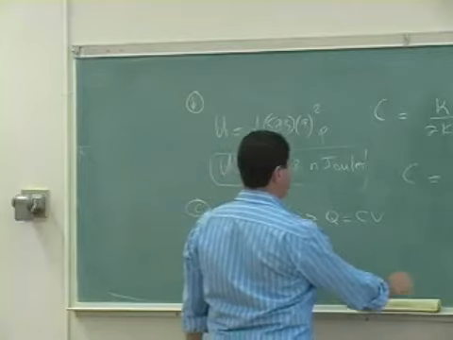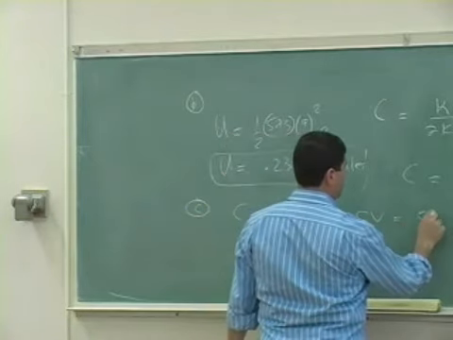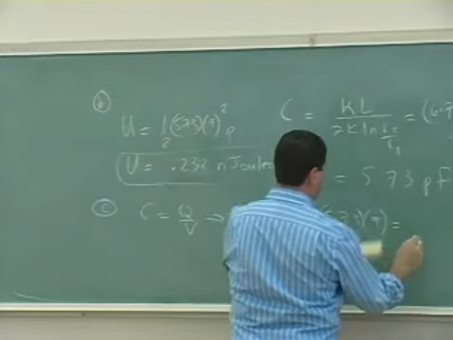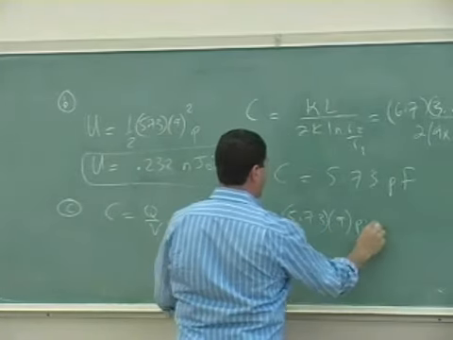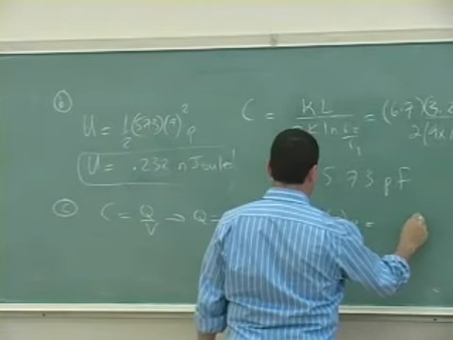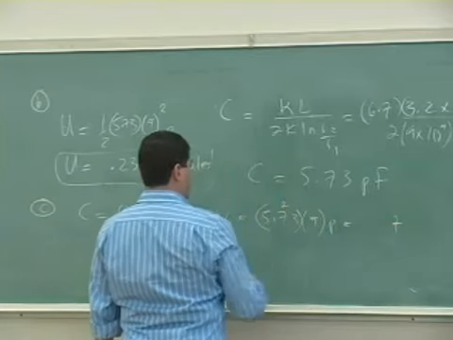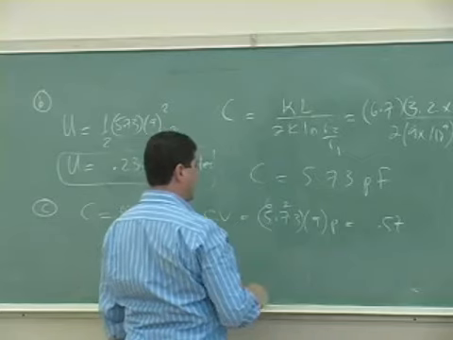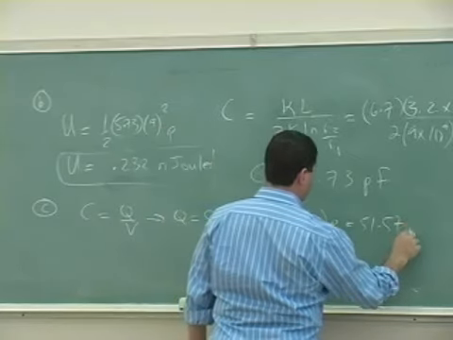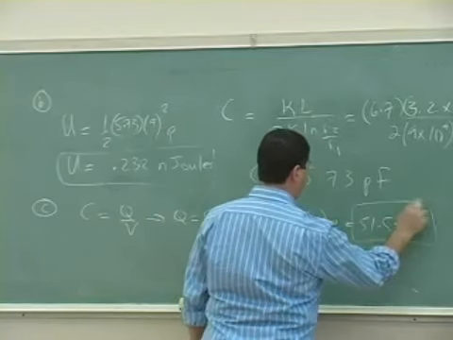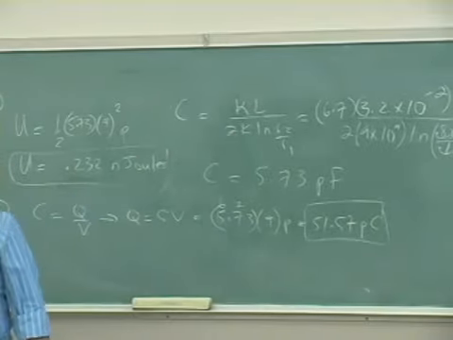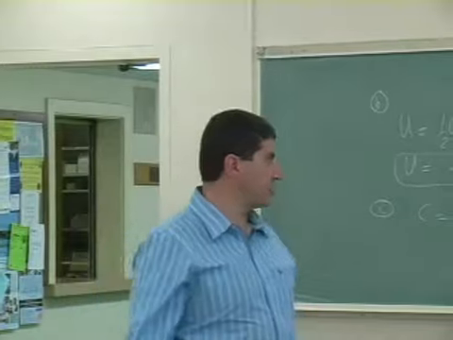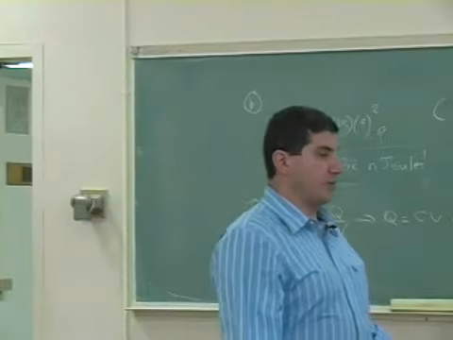So this is pico again. So it's going to be 51.57 picocoulombs, right? So that's a charge. Good. So that much is for today. Next time we'll pick up from here.